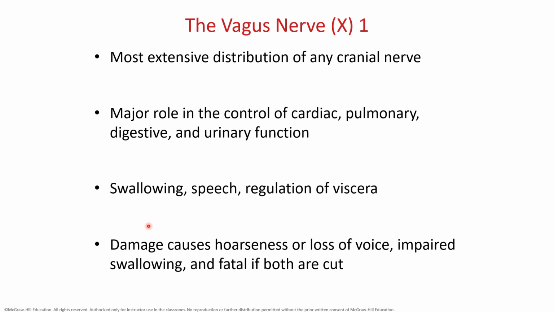You're going to see that it's responsible for swallowing, speech, and regulation of the viscera, and damage can cause hoarseness or loss of voice, impaired swallowing, and it can be fatal if both of these nerves are cut. So it's a very important cranial nerve.